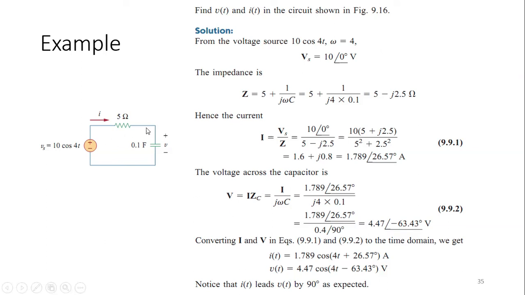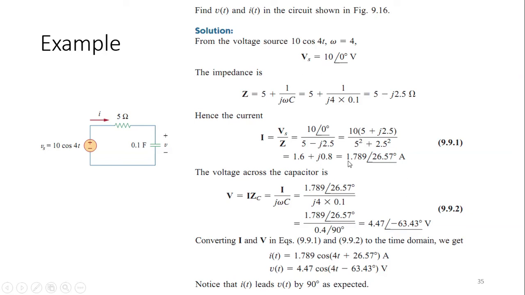And in order to get the voltage drop across, for example, the capacitor, what we need to do is just multiply the current flowing through the capacitor with its impedance. This is what we are doing here. V is Z times I_C. So putting the values, we can get 4.47 angle minus 63.43. V is the voltage across the capacitor.